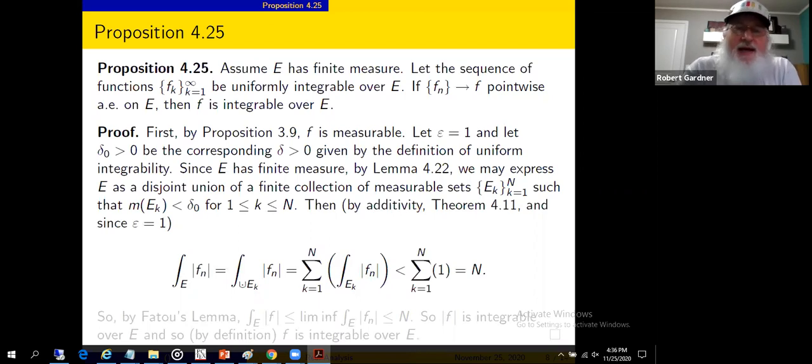By the additivity, from the appropriate setting, it looks like we're dealing with non-negative functions here. If we integrate over E the absolute value of f sub n, that's the same as integrating over this finite union of the E sub k's, because we've partitioned up set E, since it had finite measure. We get that finite partition there.